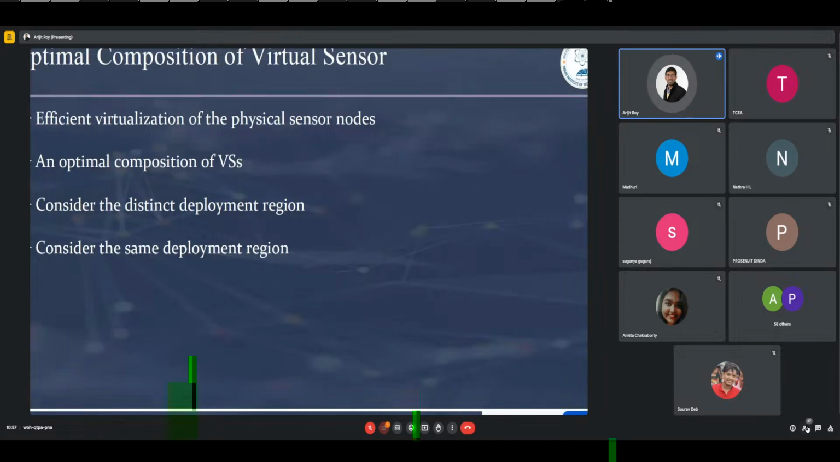Now, optimal virtual sensor formation comes into the picture. Why is it required? Because we may have multiple options to select a sensor for serving certain applications. How do we select those sensor nodes based on their availability, their health, and the requirements of the applications? By considering this, optimal composition of a virtual sensor is very important.